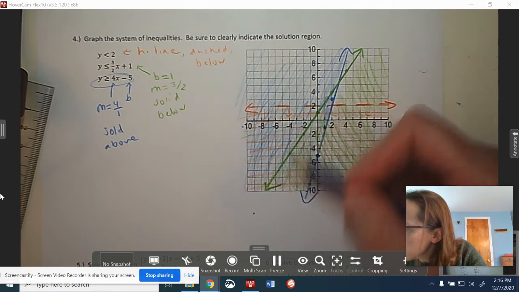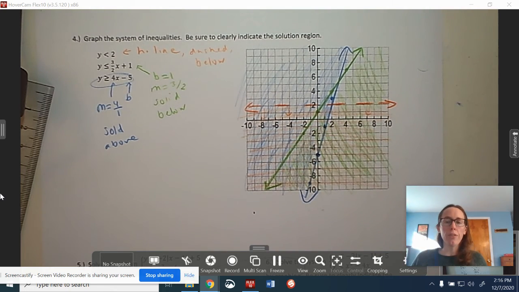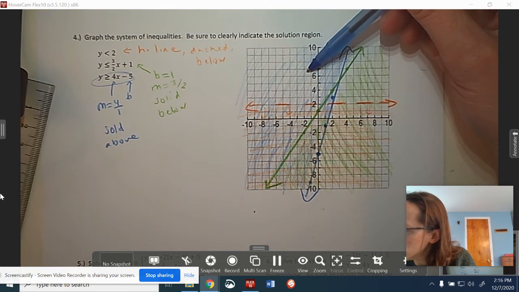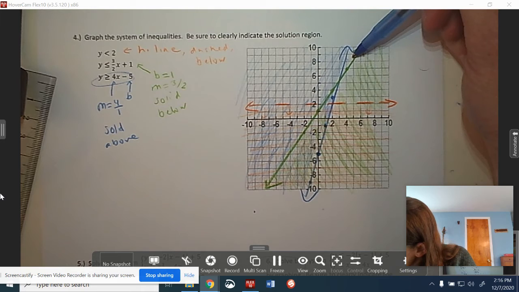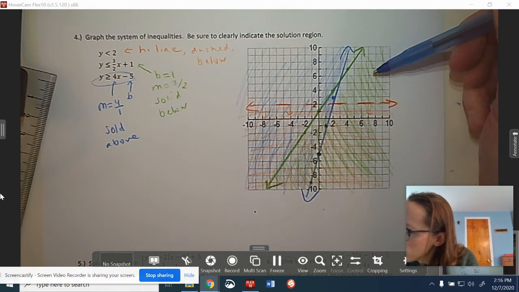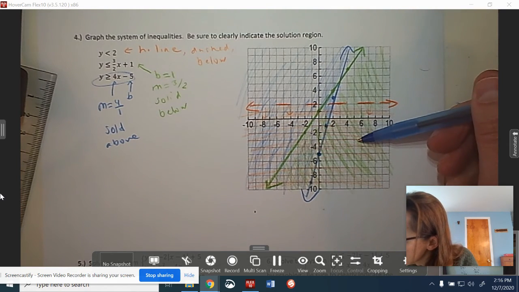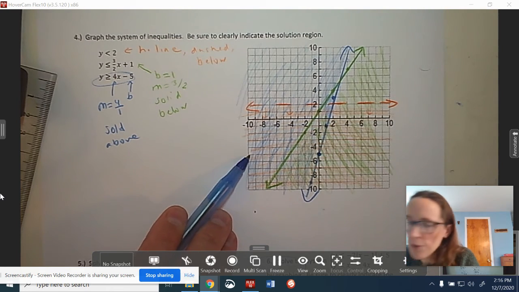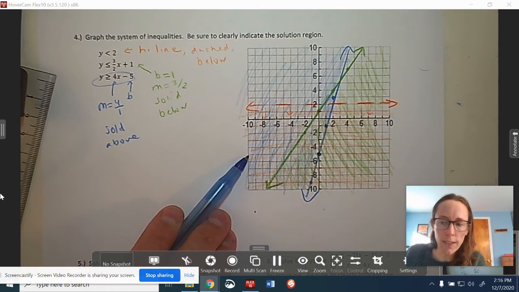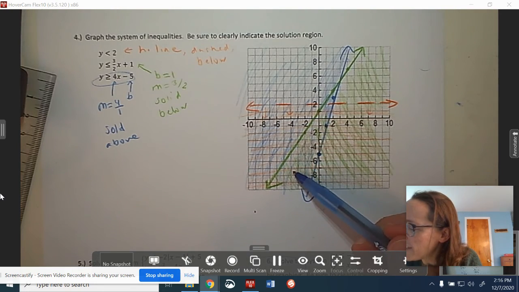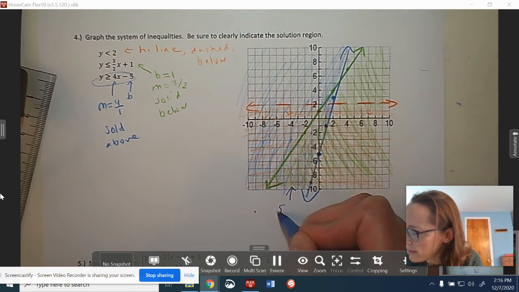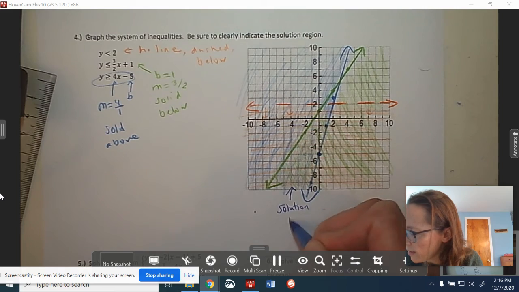Okay. And then it's a little tricky, but you need to look for where all three colors are. So if you look, this is only blue. This has no colors if you look carefully. This is only green. This is green and orange. This is blue and orange, for my Mets or Knicks fans. And then we have all three colors here. So this is the solution region.